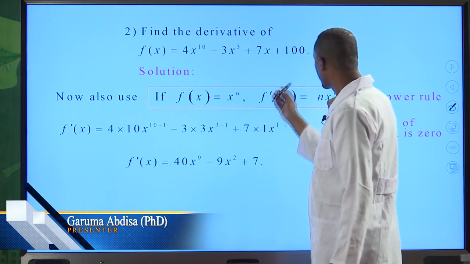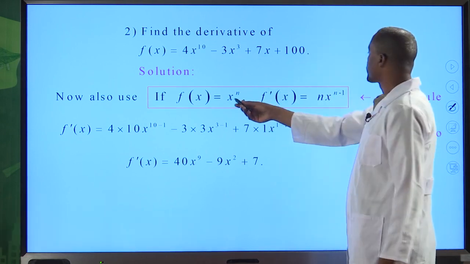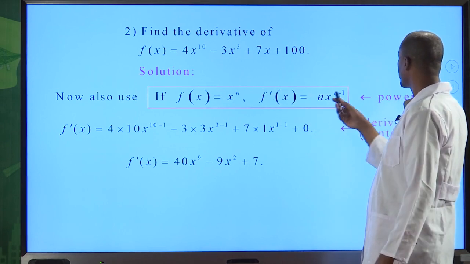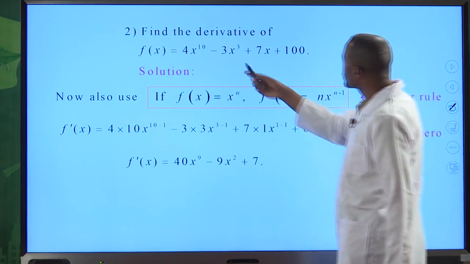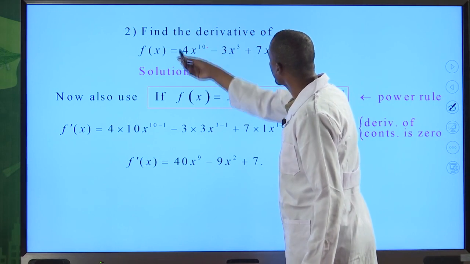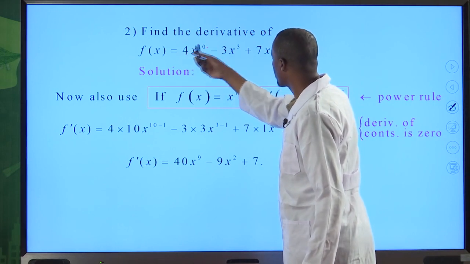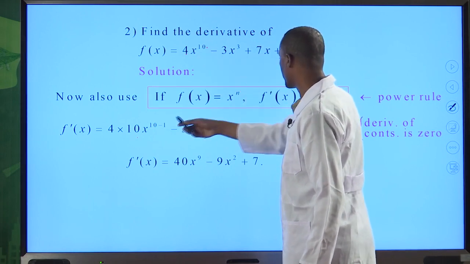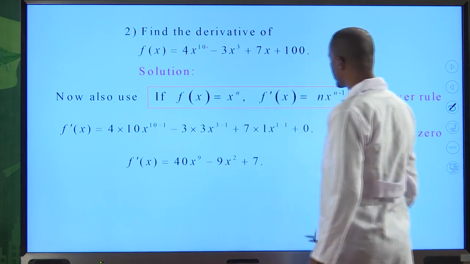Again, directly applying our general formula for this kind of function, when f of x is x to the power n, its derivative is n times x to the power of n minus 1. So here I will take 10, the exponent, to the front and multiply it by 4. 4 times 10, x to the power of 10 reduced by 1. And the same procedure for the rest.